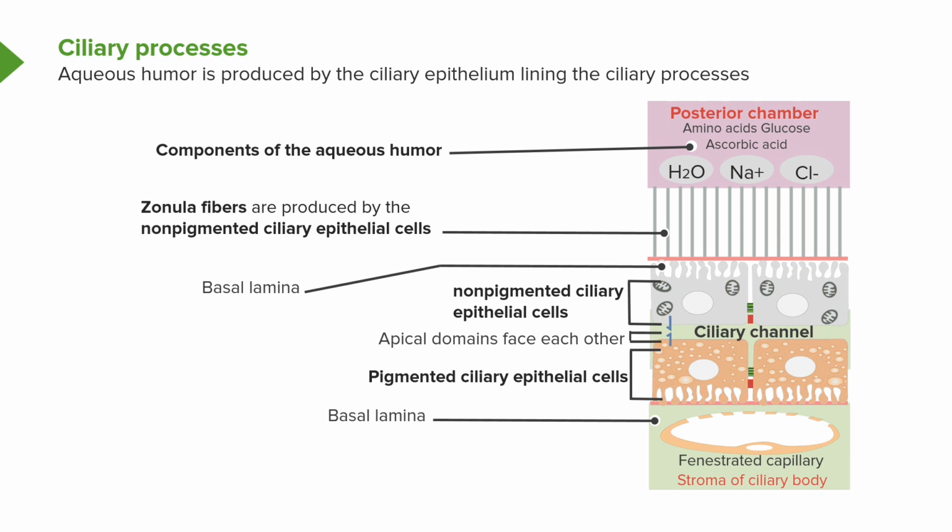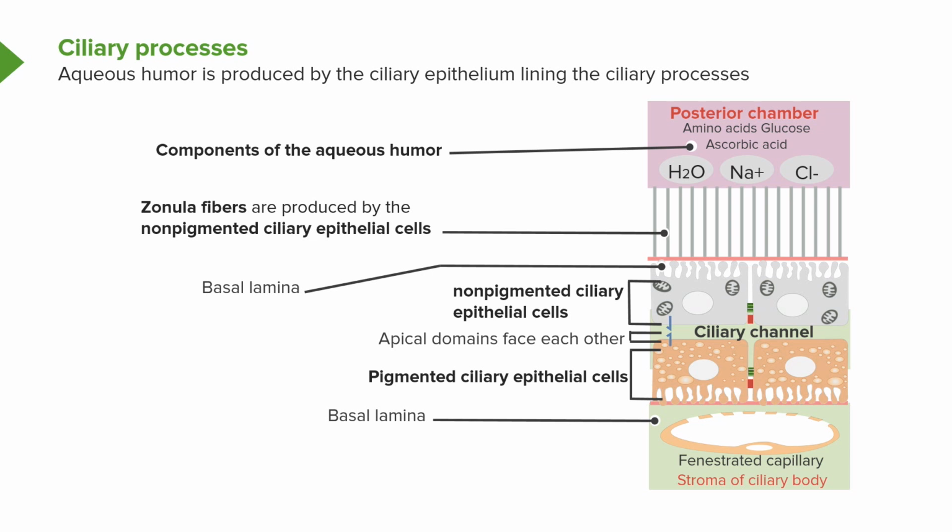And then you can see the basal lamina on the non-pigmented ciliary epithelial cells, and extending from that basal lamina are the zonular fibres that are going to go to the equator of the lens. And then above that, it just tells you really the components of the aqueous humour.